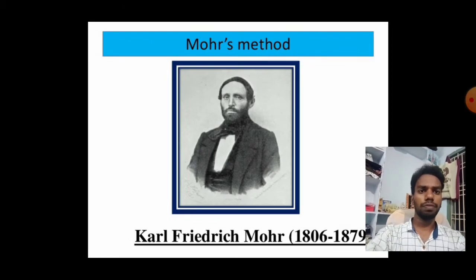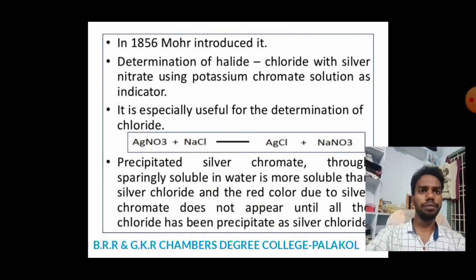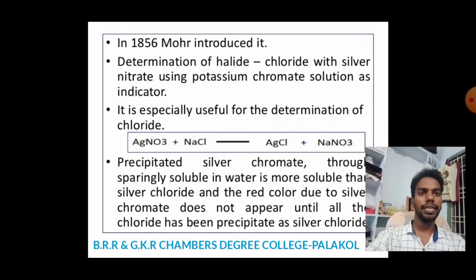So Carl Friedrich Mohr, a scientist, introduced this Mohr method in 1856. It is the determination of halide chlorides with silver nitrate using potassium chromate solution as indicator. It is especially useful for the determination of chloride, right? See the reaction: AgNO3 plus NaCl gives AgCl precipitate and NaNO3.